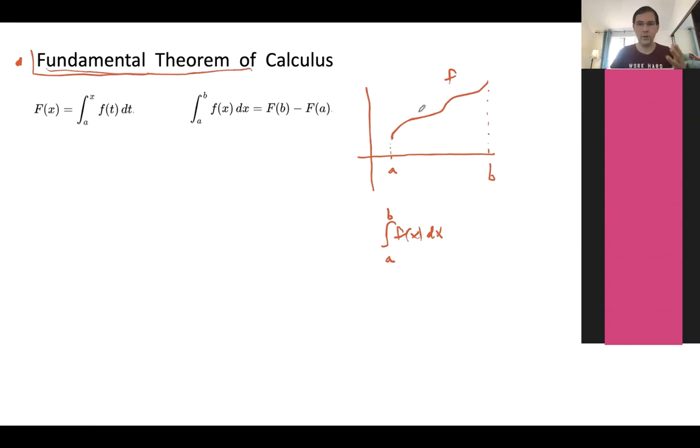Okay, so the key point is to come up with the function big F. So what we need to do is find an antiderivative of this given function f. An antiderivative of this function f is a big function F with the property that the derivative of this function is the initially given one. This is an antiderivative of this function.